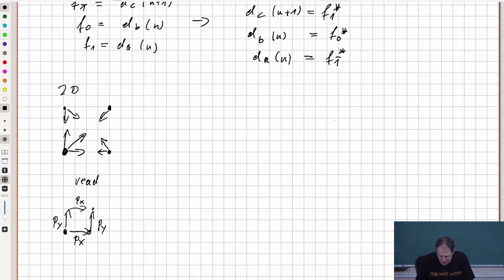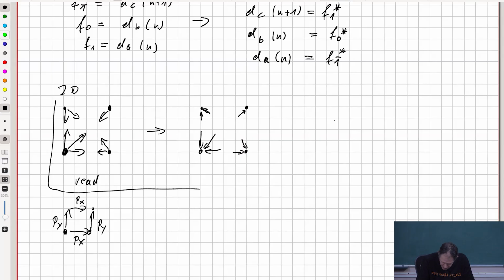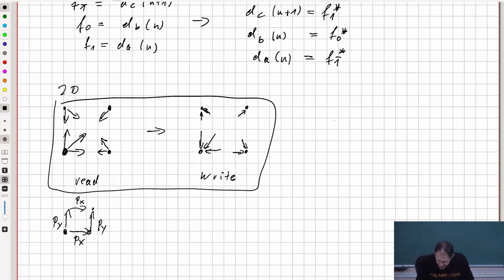Okay, I've not drawn the right version here. So when we do the write back, we write the populations that go in exactly the opposite way. So this is done in this way here. This would be the read, and the other one is the write.